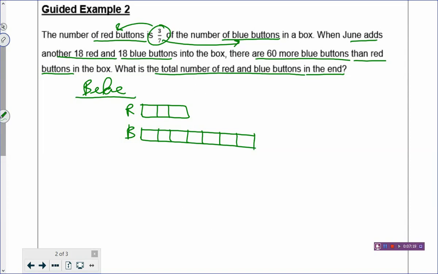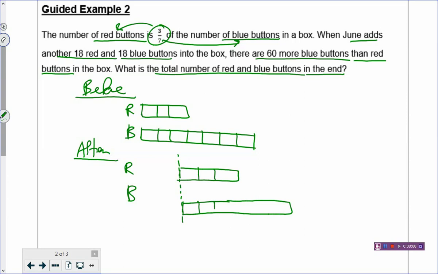Okay, when June adds another 18 red and 18 blue, so what will happen to the after? Now, model drawing is about using logic, right? Using some logical thinking. If you add equal number to the red and the blue, then their rectangles will become longer, right? So how do I draw the equal parts added? I make use of dotted line, okay? And when you draw the dotted line, it means you're going to have equal parts, right? Added to them later. So the red has 3 boxes, which is the before, and the blue has how many? The blue has 7 boxes, which is the before. Alright, and you can see that their rectangles will become longer later.